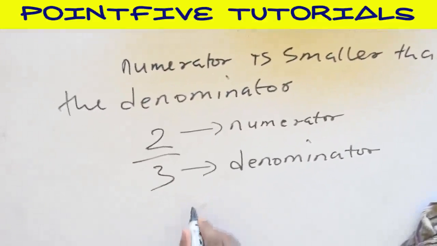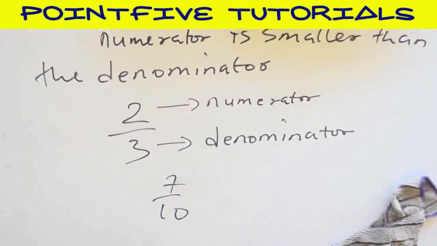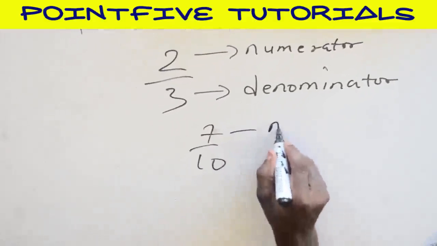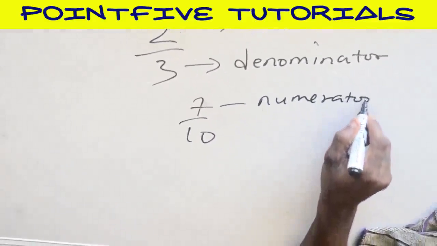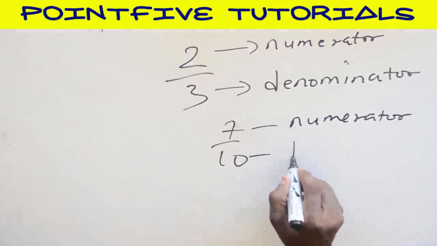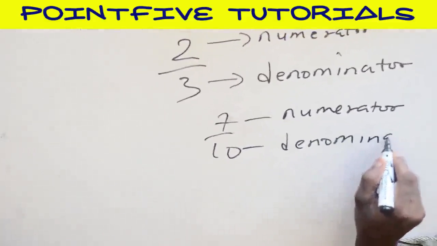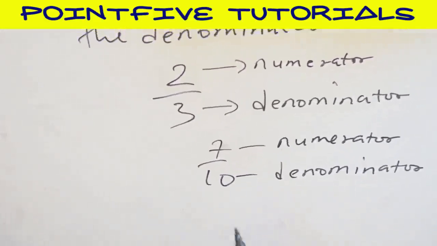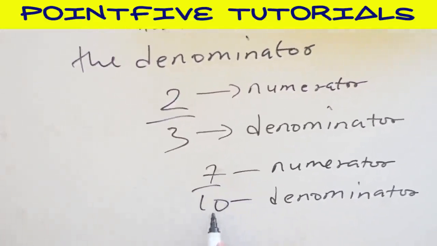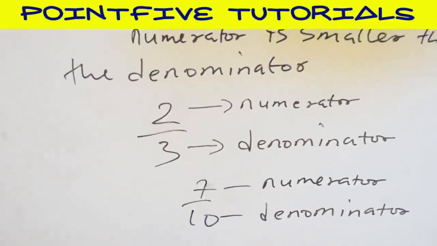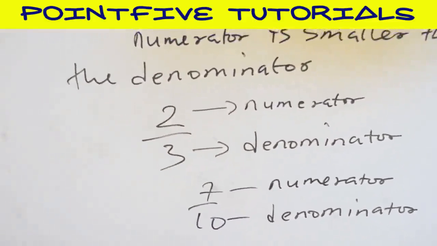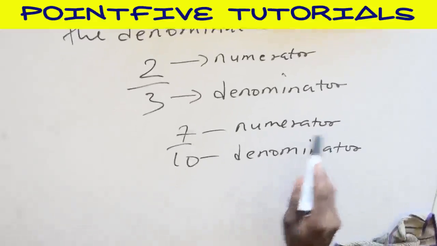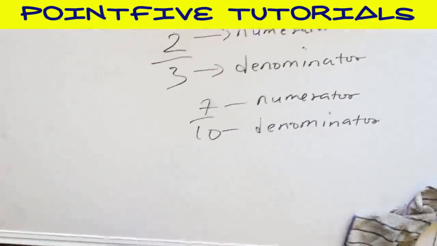If I should give you this 7/10 and ask you, is this a proper fraction, improper fraction, or mixed fraction? This 7 is the numerator, above. This 10 is nothing but the denominator. You agree with me that 10 is bigger than 7. Since 10 is bigger than 7, it is proper for 10 to carry 7. So this is said to be a proper fraction because the numerator is smaller than the denominator.